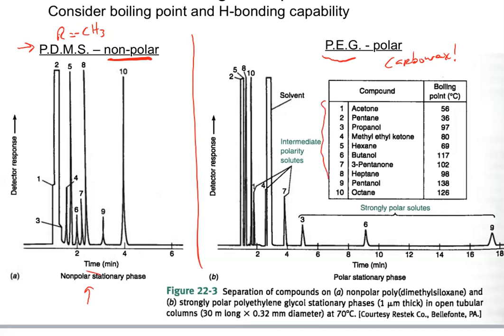This is the compounds which were present. And they've numbered the peaks. 1, 2, 3, just numbered them in order. 4, 5, 6, 7, 8, 9, 10. 10 compounds, right? So let's see what they saw. Well, what they found is that acetone was the first peak to elute, and pentane was second. Then propanol, methyl ethyl ketone, hexane, butanol, down the list, right? Heptane, pentanol, octane. So let's compare apples to apples.